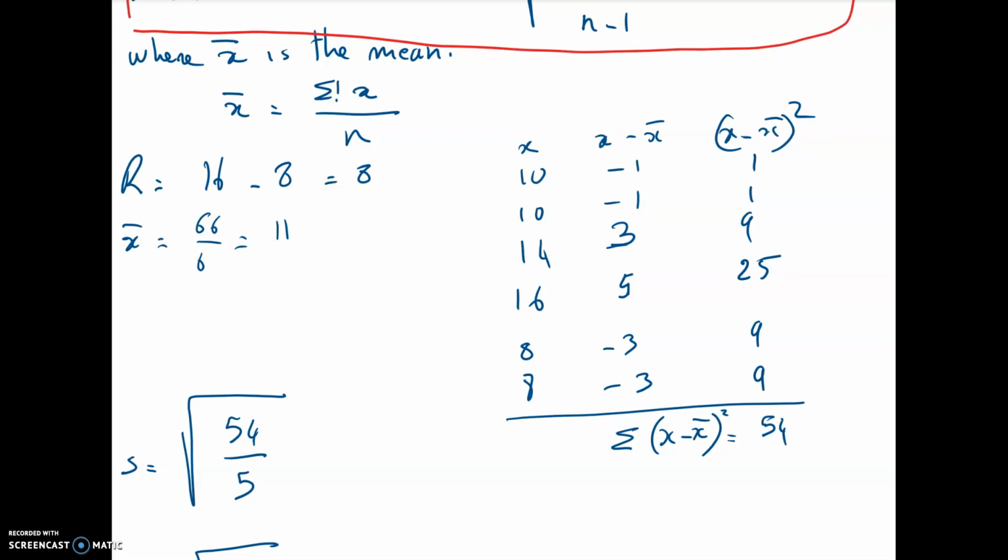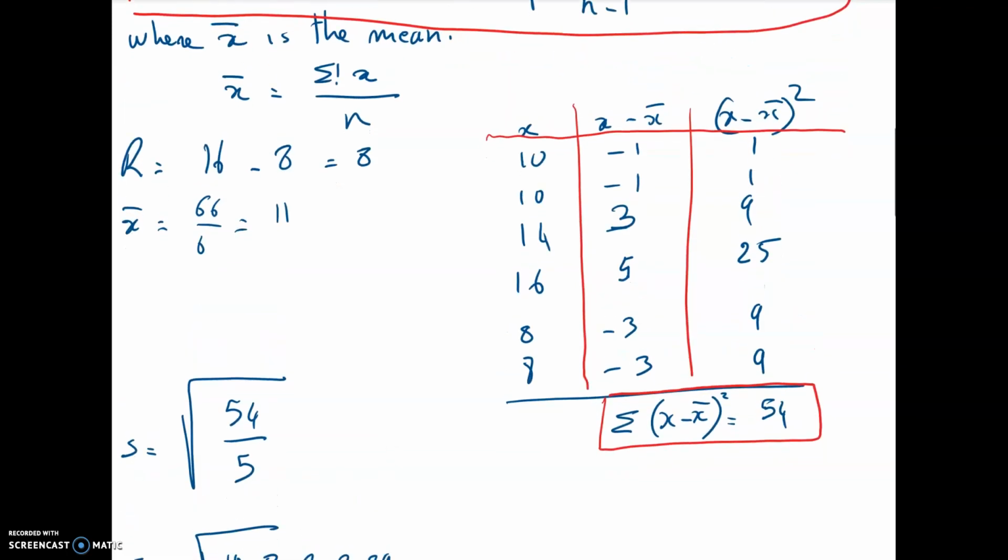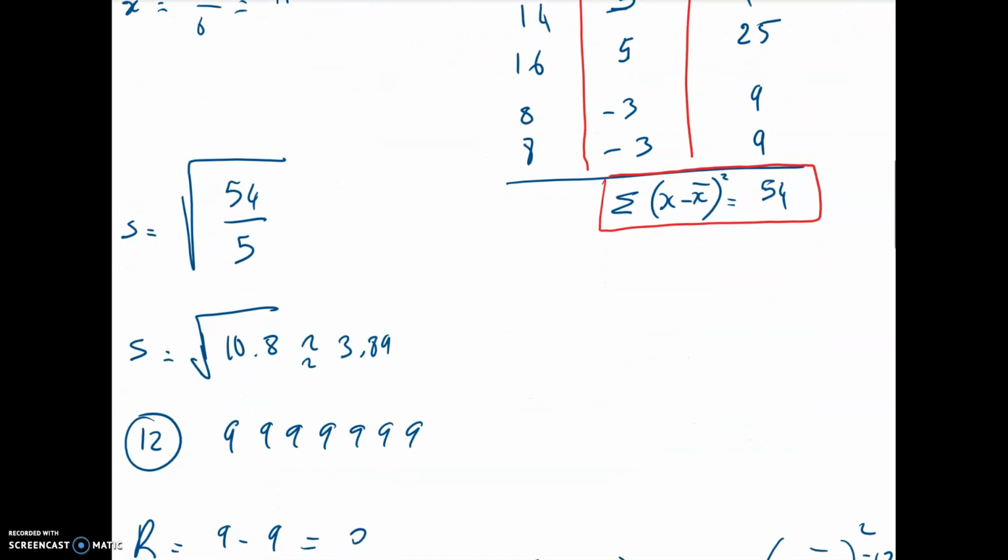Once you've done that, what I would suggest is for you to make a chart. On this chart, you will put the data, then the data minus the mean, and then the data minus the mean squared. You will calculate the sum of the data minus the mean squared, and then you just apply the definition of your standard deviation. In that case, the standard deviation was approximately 3.89.